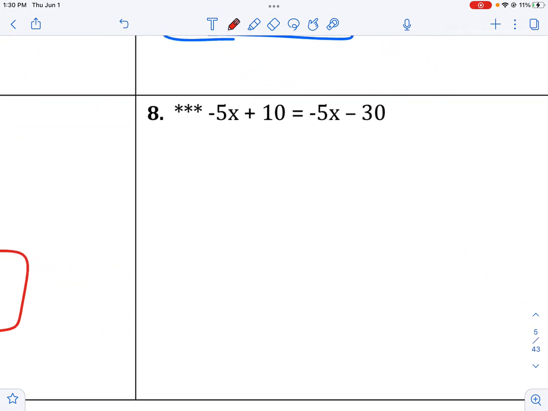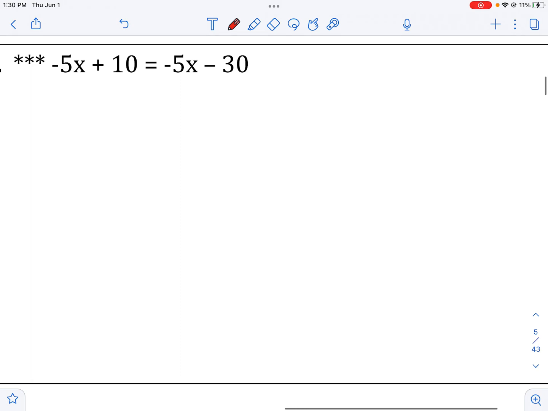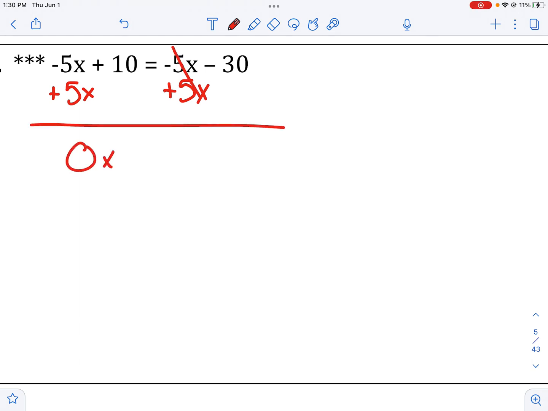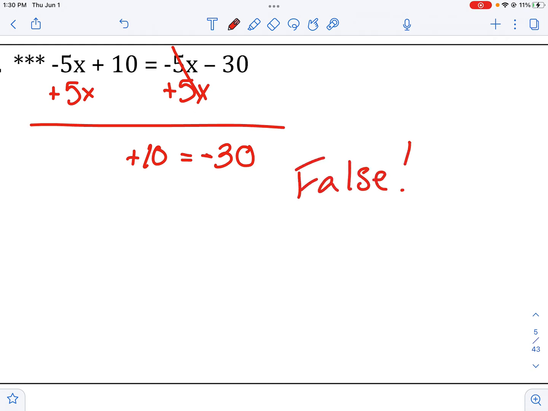And our last one here, this can be a little bit more challenging. I see a negative 5x, I need to add 5x. Well, hold up, 5 minus 5, that's 0x. Well, 0x, I don't even need to write 0x. But here I get a false statement. That's not true. Negative 10 or negative 30 is not equal to 10. We're going to see in just a second how I handle a problem that gives me a false answer. Check that out in 1.3 part 2.